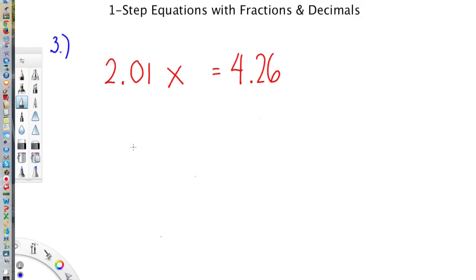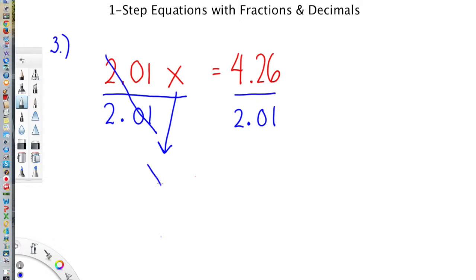Sample problem number 3 on the worksheet. We see here now that the variable x is being multiplied by 2 1/100. So we have to ask ourselves, what is the inverse of that if we want to isolate x? And it is dividing by 2 1/100. And what we do to one side of the equation, we must do to the other. And I know when I divide 2 1/100 x by 2 1/100, they're going to cancel each other out. I will bring down my variable x. We'll also bring down my equal sign.